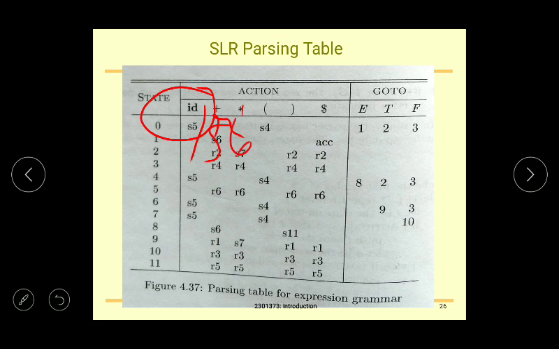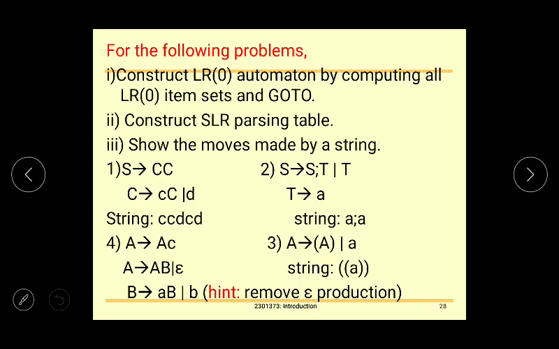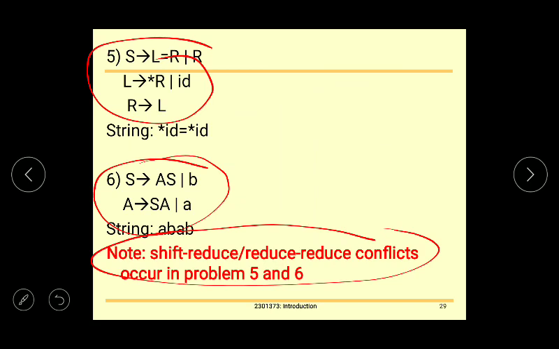If you get two actions like this, shift or reduce or two shifts, then it is called a conflict: shift-reduce or reduce-reduce conflicts. So you will get conflicts for those two problems. So what we can say is these two grammars are not SLR grammars. We cannot parse these two grammars with the help of the SLR parsing table.